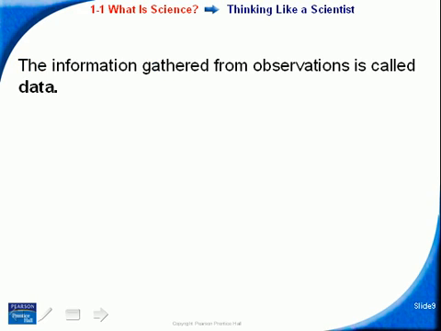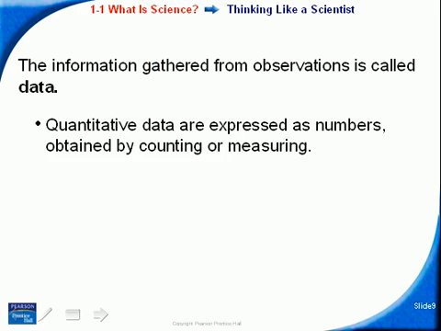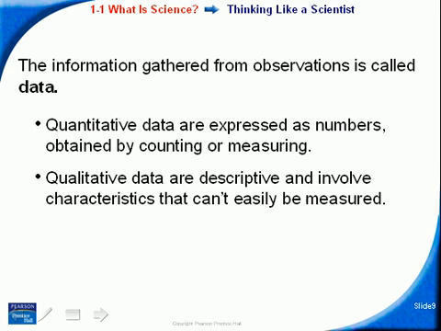Now, these observations are called data, and there are two types. Quantitative data are expressed as numbers, and you can count or measure with an instrument or just by counting. And then qualitative data are descriptive, and you're looking at the characteristics of something, and it says there it can't easily be measured. It's very hard to measure, say, color. It can be done, but it's not that easy.